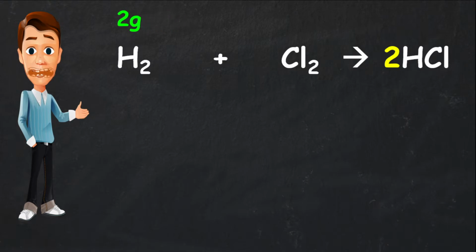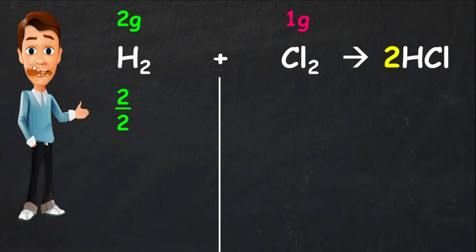So we have 2 grams of hydrogen and we have 1 gram of chlorine. From this, we can work out our moles. Remember our mole conversions. Now we're working with grams. So the moles of hydrogen is 2 grams divided by the RMM, which is 2 times 1 in this case. So therefore it is 2, and the moles of hydrogen is 1 mole.